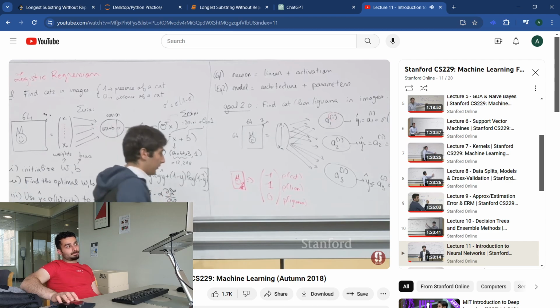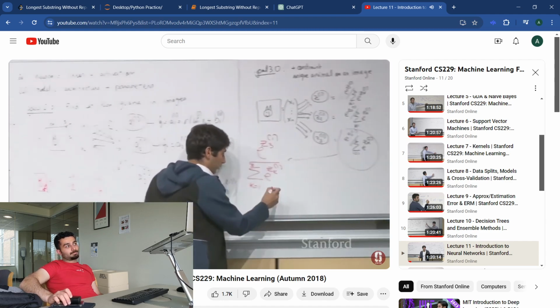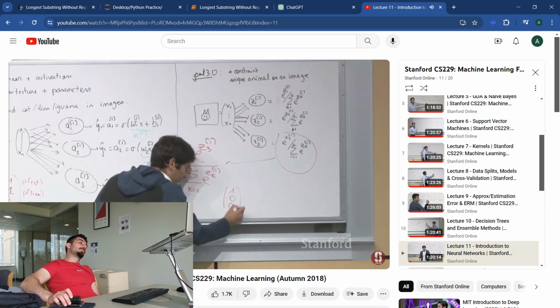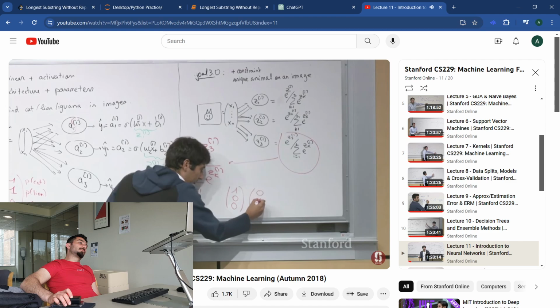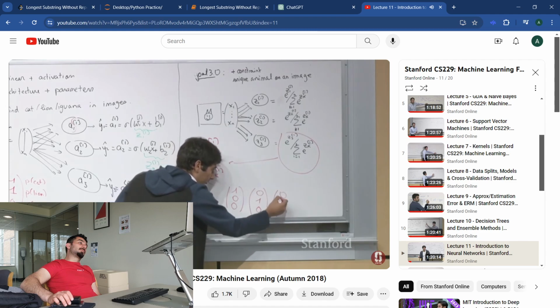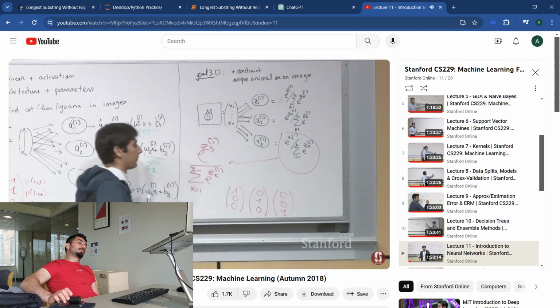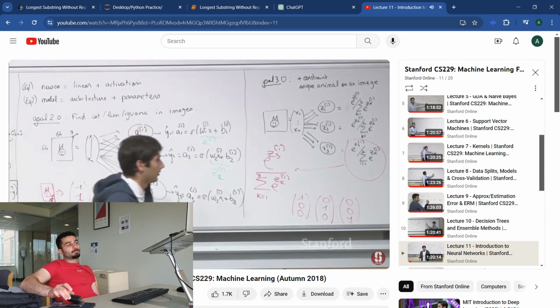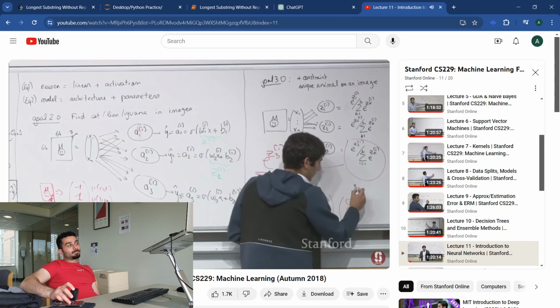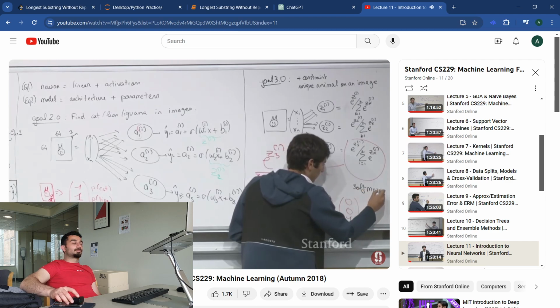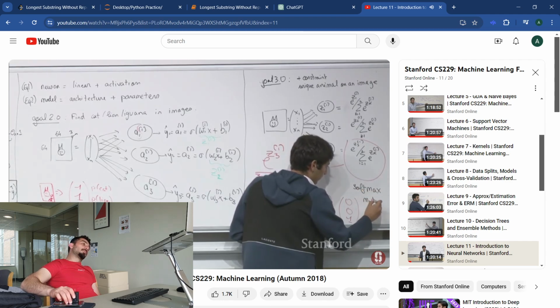And for this one, we have to label the following way: 110 for a cat, 010 for a lion, or 001 for an iguana. So this is called a softmax multi-class network.